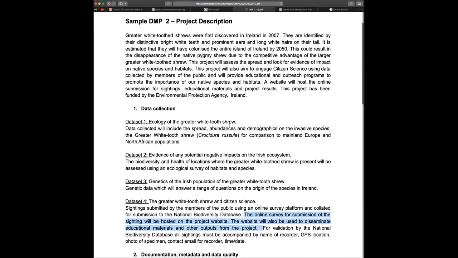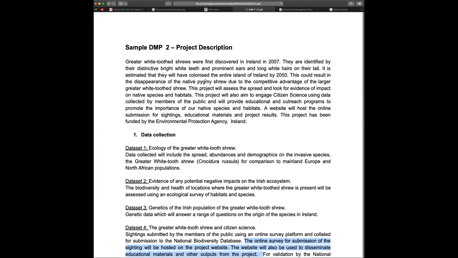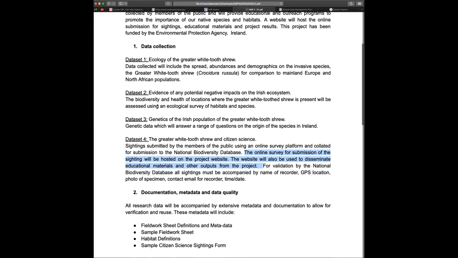So I chose the life science DMP. I will just briefly analyze it. I chose life science because it's the closest thing to what I actually did. So this DMP is about white-toothed shrews, which are estimated to affect the population of a larger breed of shrews by 2050. This project says it aims to engage citizen science. They will use the data collected by the public. So you see here that this DMP has all the elements every DMP should have.